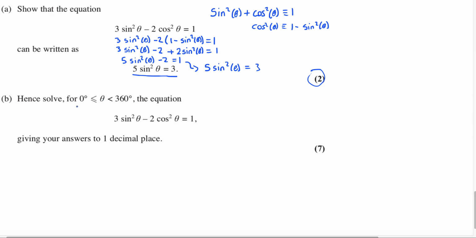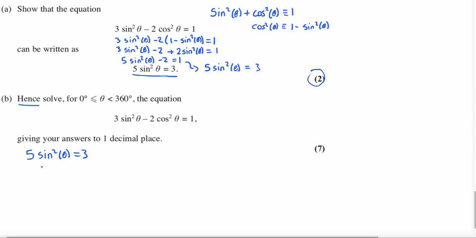All right, next part. Hence, solve for theta between 0 and 360, the equation 3 sine squared theta minus 2 cos squared theta equals 1. Look at that. It says hence, so we're using information from the previous part of the question. The previous part was, show that this can be written as 5 sine squared theta equals 3. It's the same question. So we're going to start from where we just proved. So I'm going to start with this: 5 sine squared theta is equal to 3.